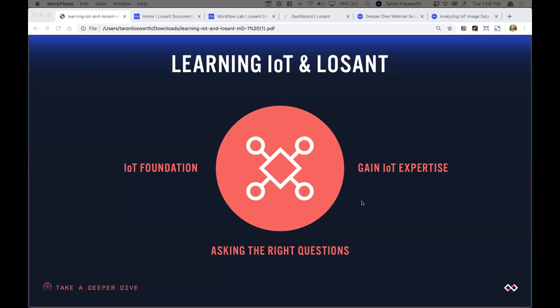Next is the ability to ask the right questions. Every time we approach a project or we see a project or we get this new information, we ask ourselves very similar questions. And my hope is to give you that foundation today.